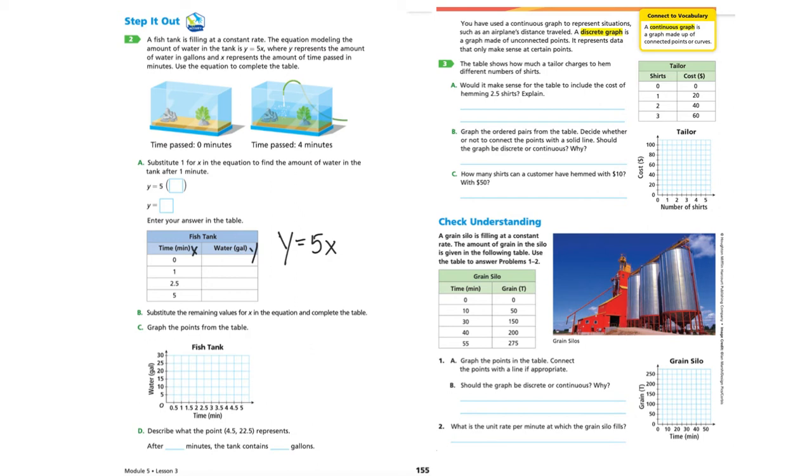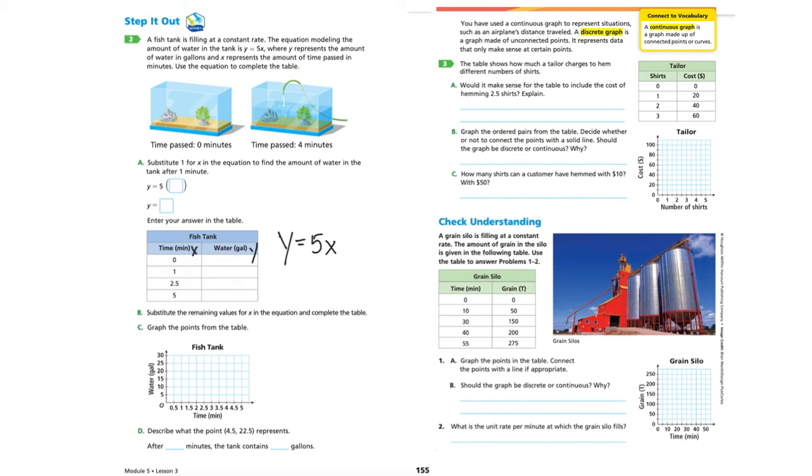So let's look at A. Substitute 1 for x in the equation to find the amount of water in the tank after 1 minute. So here they want you to put 1 in for x and then solve for y. And then they want you to fill in this table. So if you did 1 as x, what did you get here? That would go in this space here.